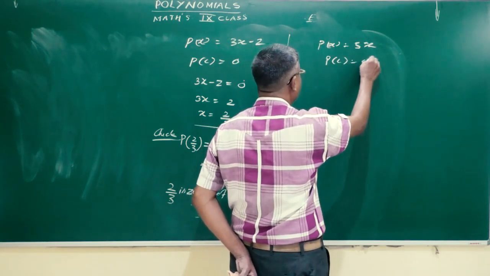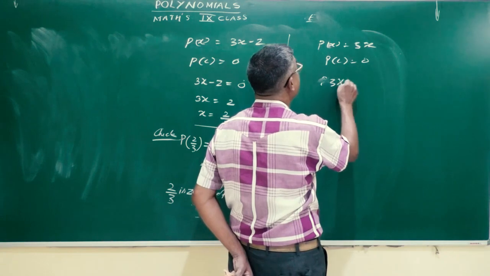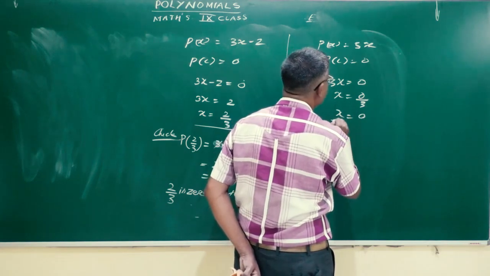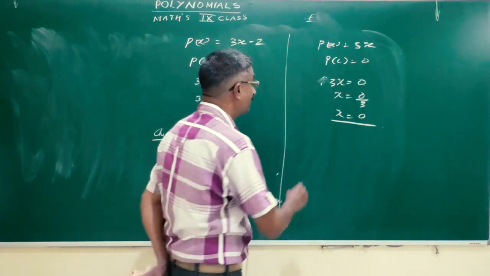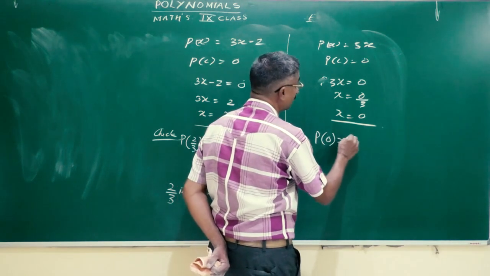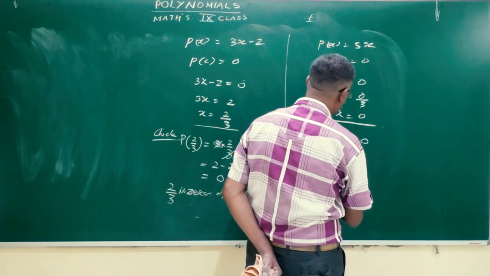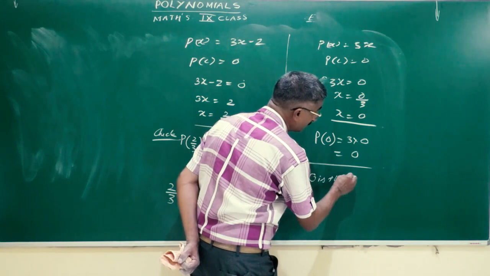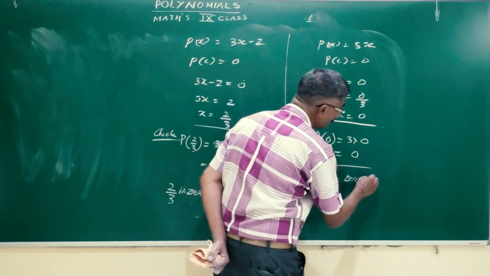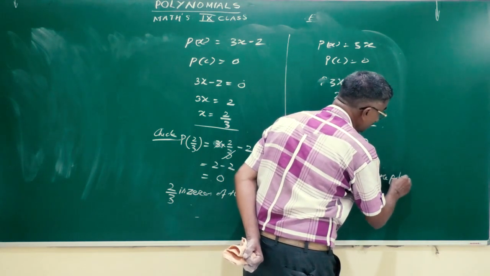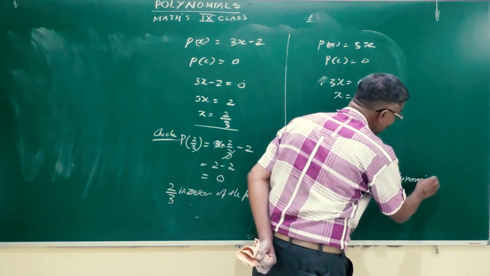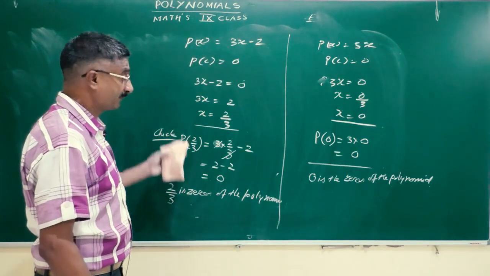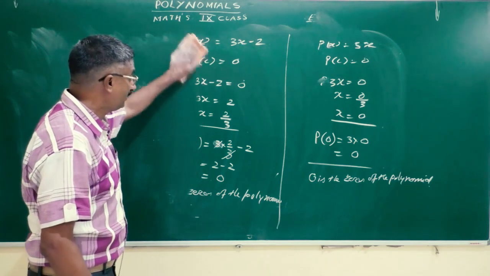P of c is equal to 0. It means 3x is equal to 0. So x is equal to 0 upon 3. X is equal to 0. Okay. It means P of 0 is equal to 3 into 0 is equal to 0. So 0 is the zero of the polynomial. And what is the name of this polynomial? This is monomial. This is binomial. Clear? That depends on the terms.